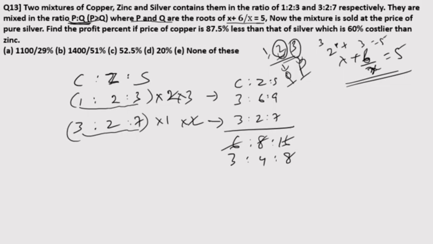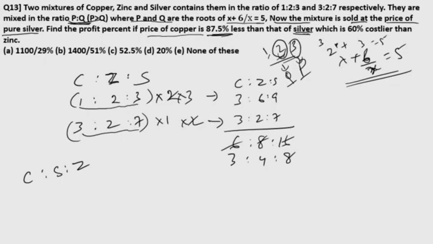Now it says, now the mixture is sold at the price of pure copper. We are selling the mixture at the price of pure copper. Find the profit percentage if price of copper is 87.5% less than that of silver, which is 60% costlier than that of zinc. Okay, the ratio of prices of copper, silver and zinc are given. It is saying price of copper is 87.5% less than that of silver.